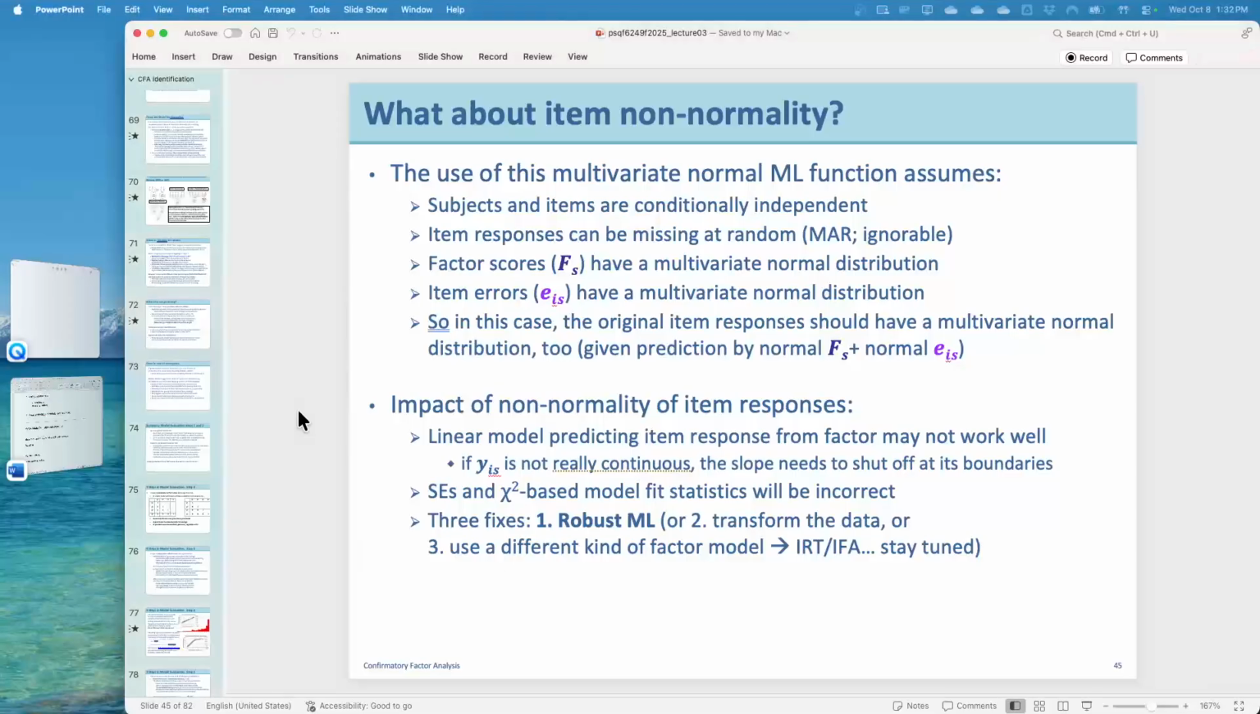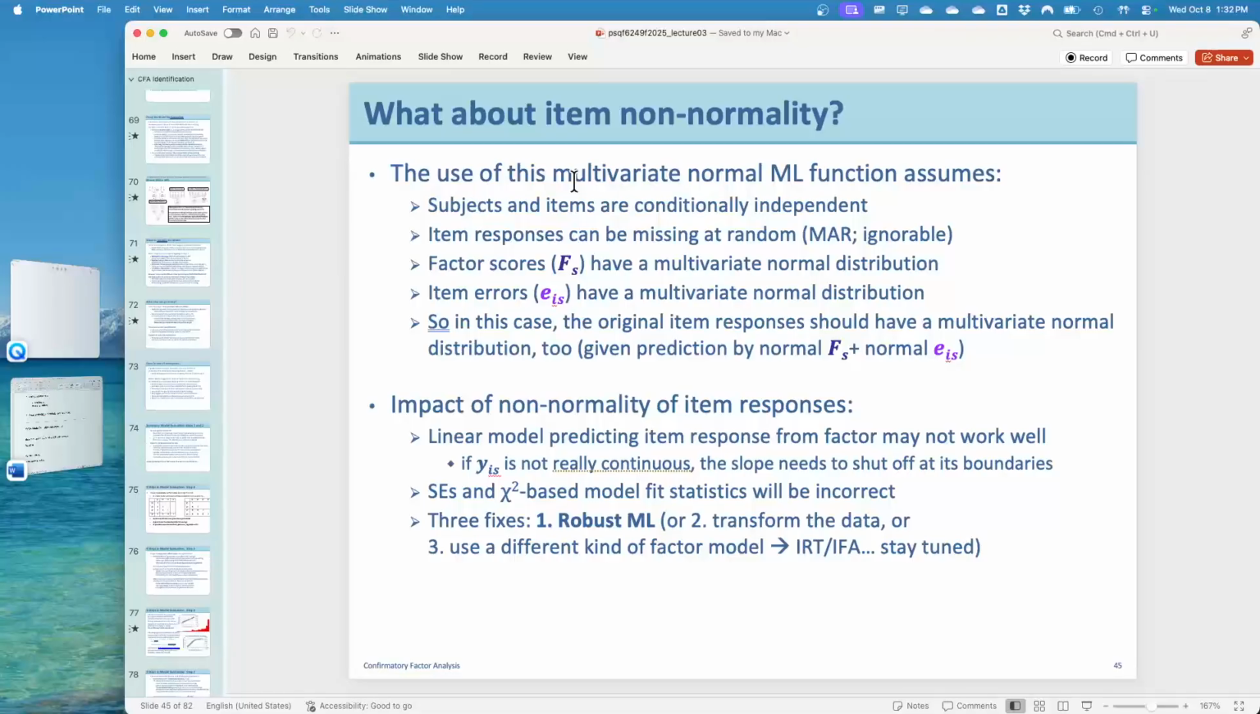So, what about us? We talked about how maximum likelihood works, and throughout this part, we've talked about normal distributions. But what happens if you have non-normal items? Well, first of all, our multivariate normal function assumed that the subjects and items are both independent. So people are independent from each other, and conditional on the latent variable, the items are independent. So remember that idea. Z is causing X and Y. Once we condition on Z, X and Y are independent. For us, the factor was what we're conditioning on.